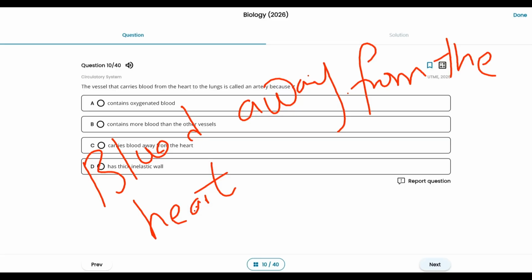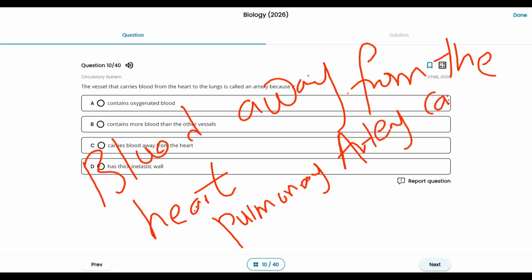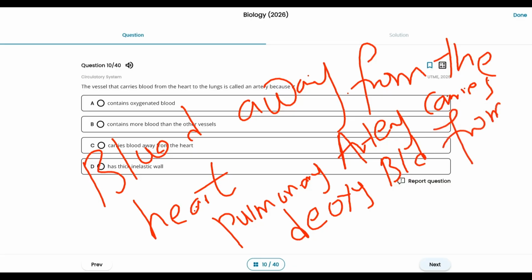Are you with me? Let's take for instance, pulmonary artery carries deoxygenated blood from the heart to the lung. Pulmonary artery. It carries deoxygenated blood from the heart to the lungs.